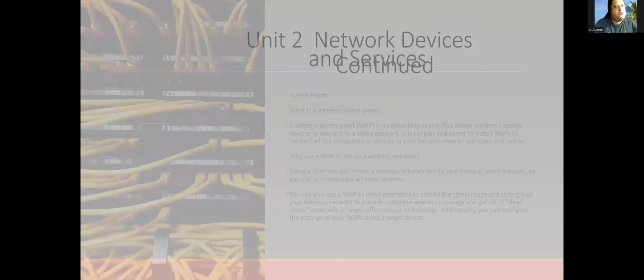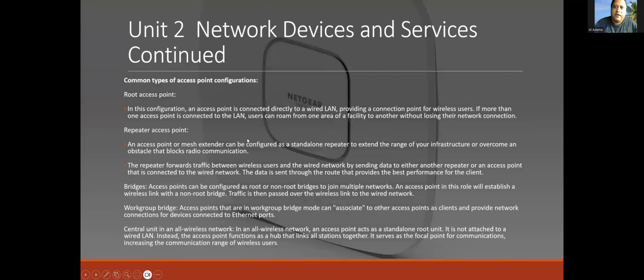So let's show you some access point configurations. This back here is an access point. I'm sorry I couldn't fit the picture in here because of all this text, but it is what it is. So root access point, sorry, not roof. In this configuration, an access point is connected directly to a wired LAN, providing a connection point for wireless users. If more than one access point is connected to the LAN, users can roam from one area of a facility to another without losing their network connection.